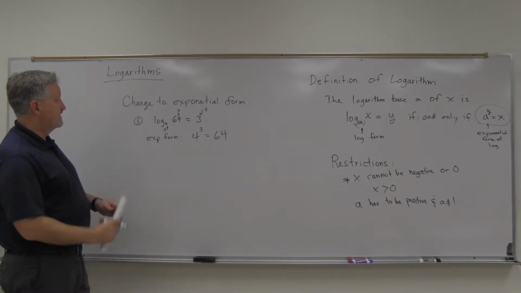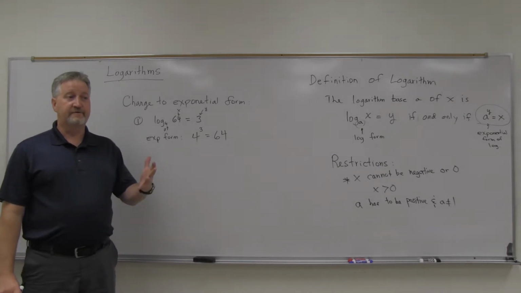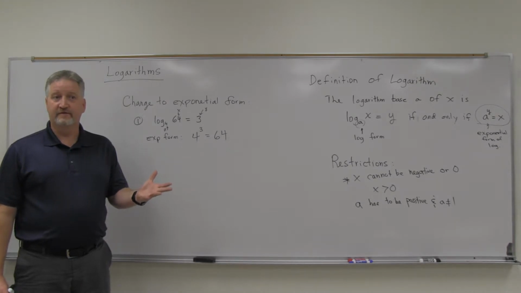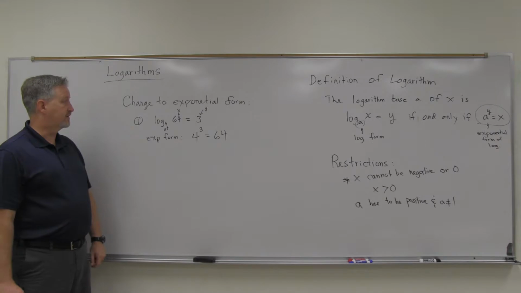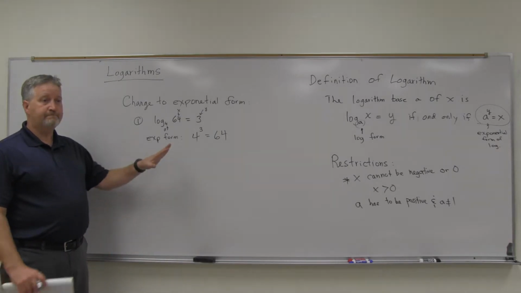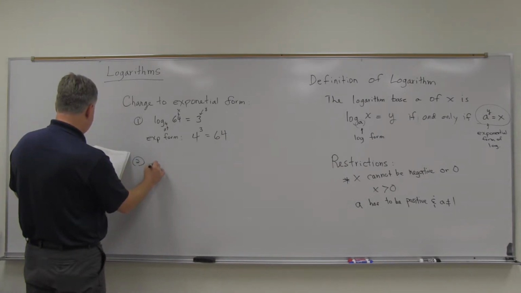And so the exponential form of this is 4 cubed equals 64, which is a good statement, isn't it? Doesn't 4 cubed equal 64? So this is definitely a true statement, and that's how it is represented as a logarithm. Is that okay? All right. Number 2, same deal.